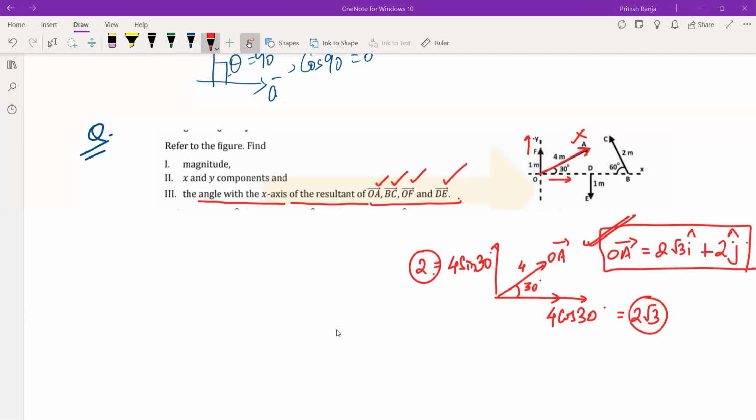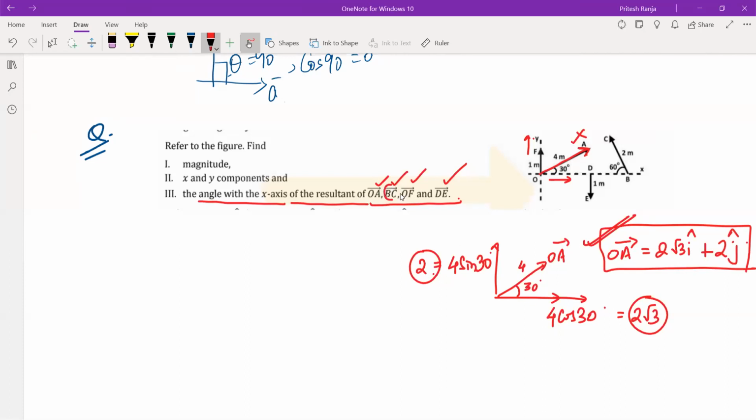Who has not understood, raise your hand here. OA vector, how we will find? Who has not understood? You can raise your hand. So I assume that all has understood this. So we found OA vector.